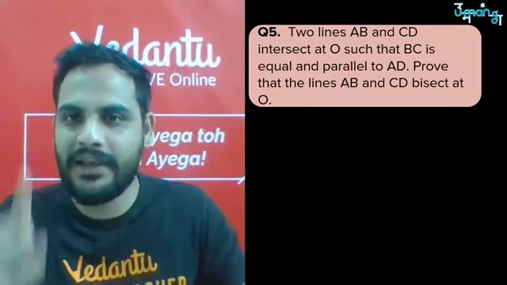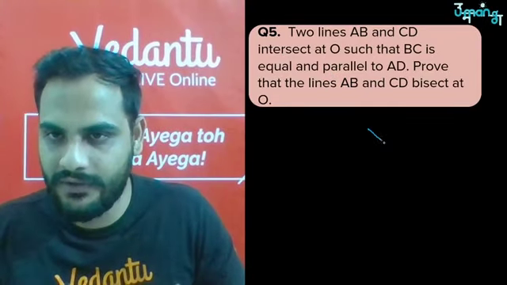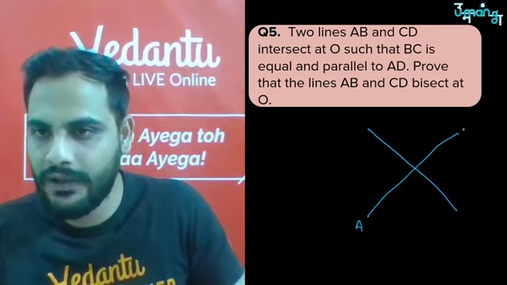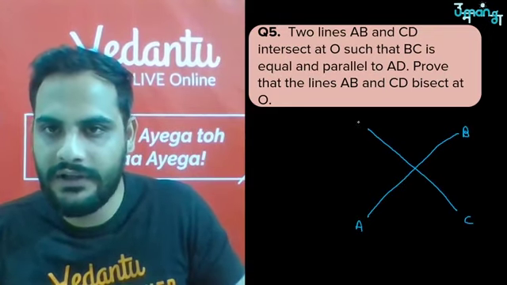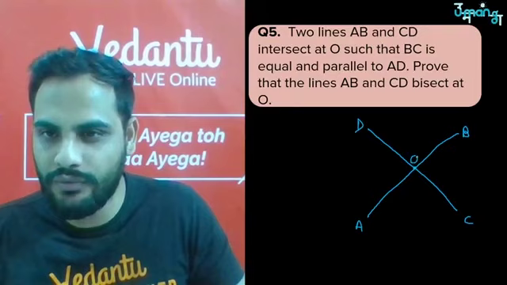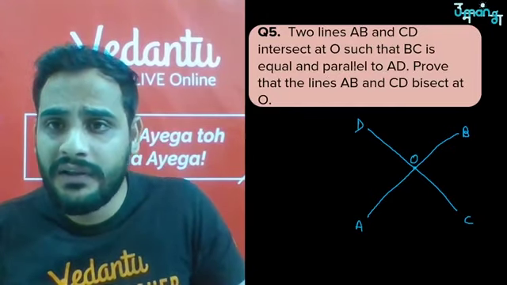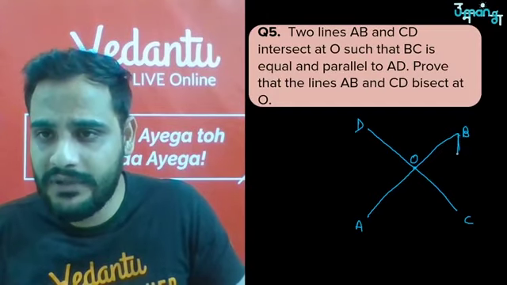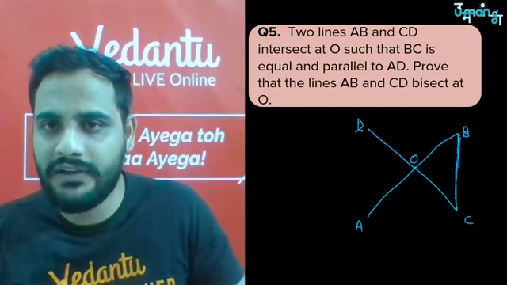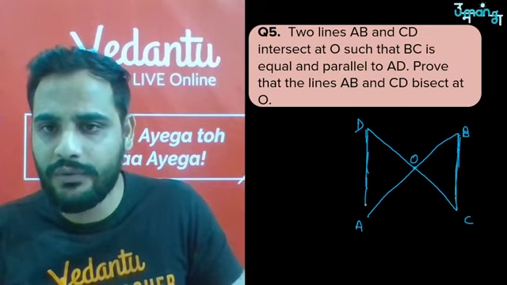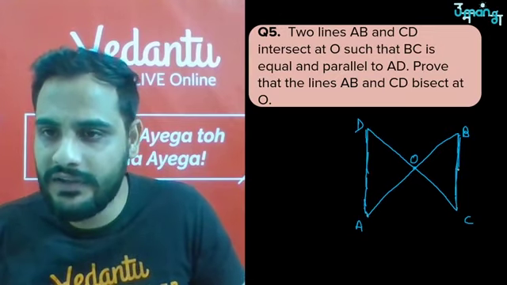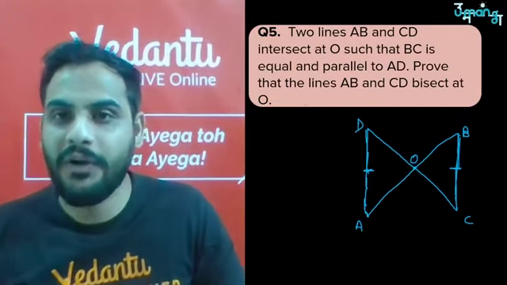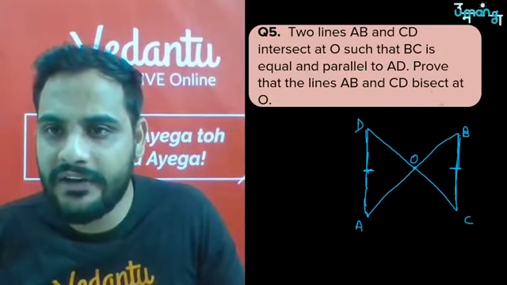Two lines AB and CD intersect at O. Okay, sir. So two lines are here, AB and CD, they are intersecting at O. Such that, how such that? That this line BC is equal and parallel to AD. Okay, done, sir. Prove that lines AB and CD bisect at O.